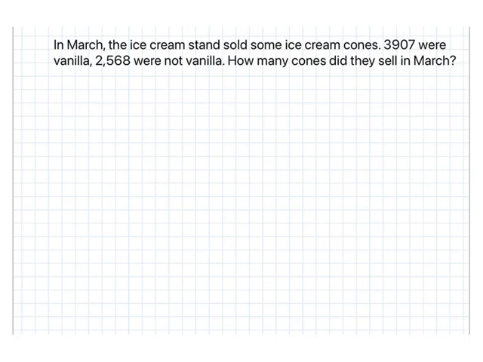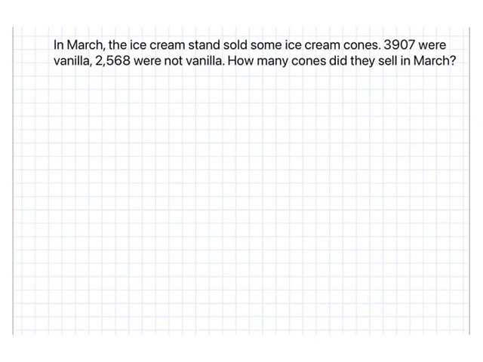In March, the ice cream stand sold some ice cream cones. 3,907 were vanilla. 2,568 were not vanilla. How many cones did they sell in March?